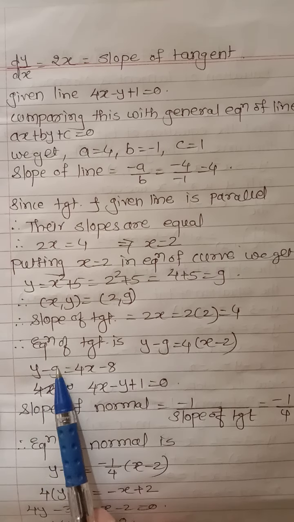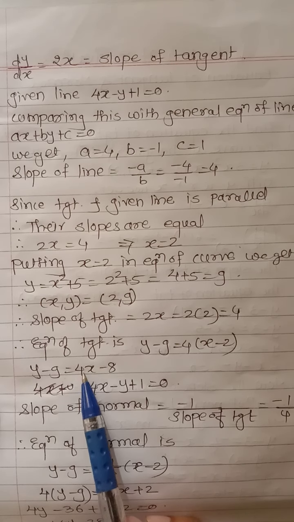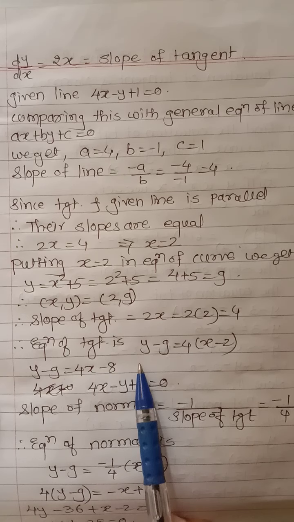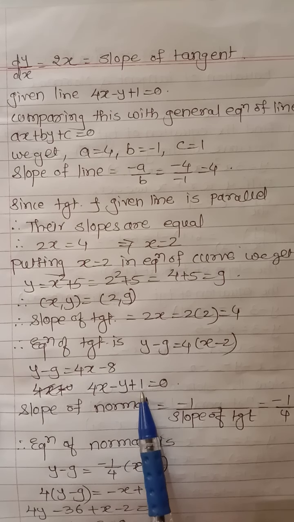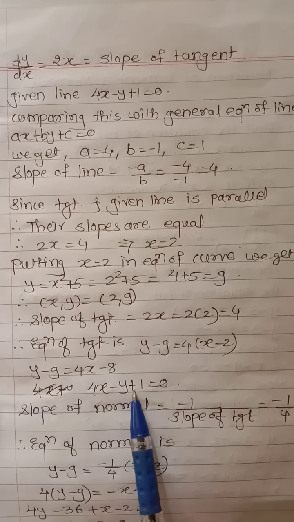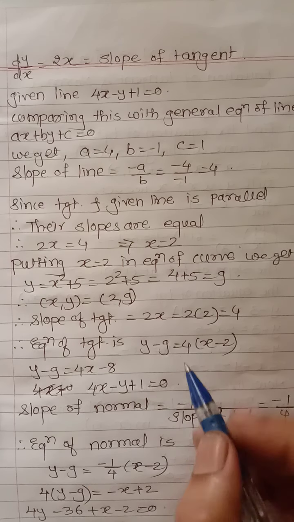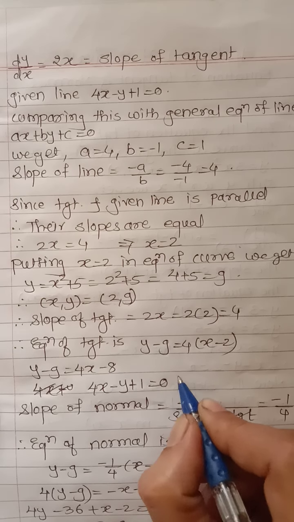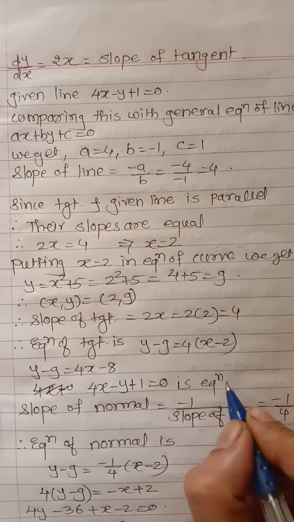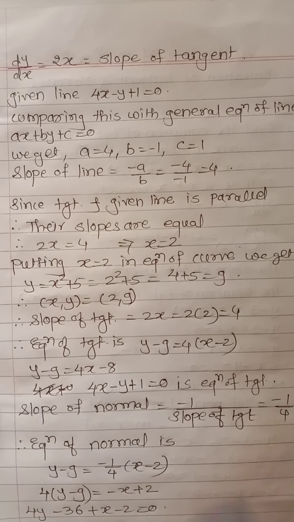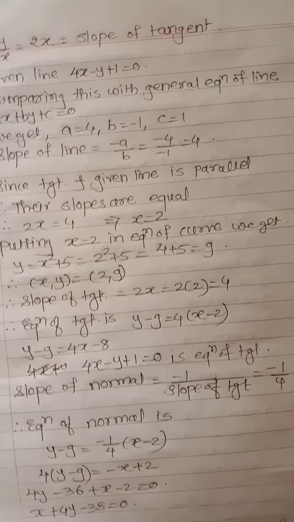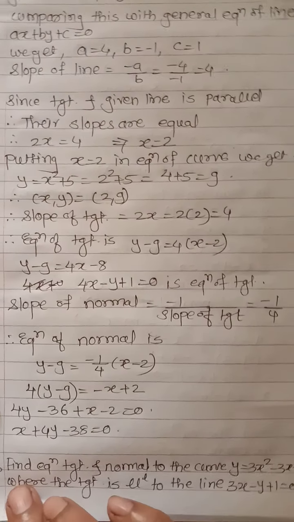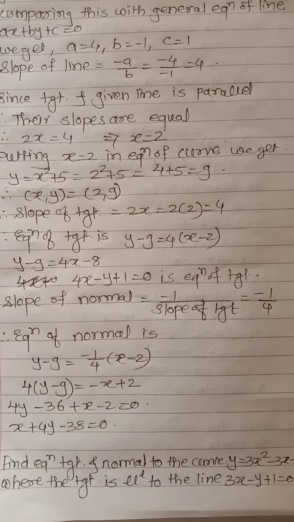Now bring this y and 9 to this side. So it becomes 4x minus y plus 9 minus 8. Plus 9 minus 8 is what? 1. So 4x minus y plus 1 equal to 0 is the equation of the tangent.